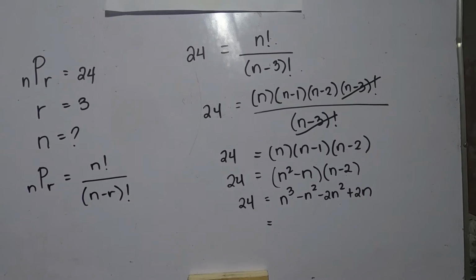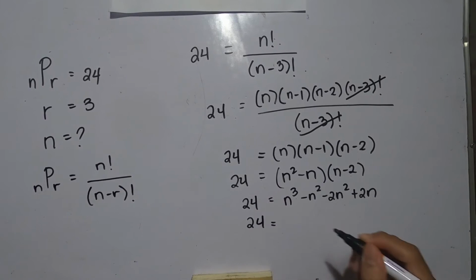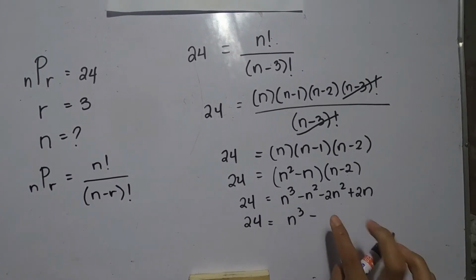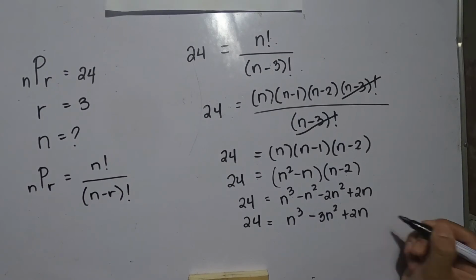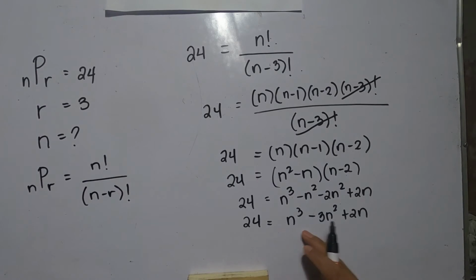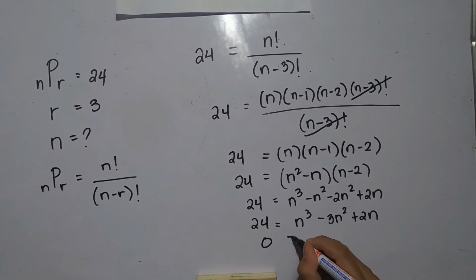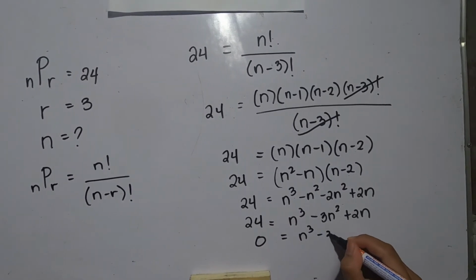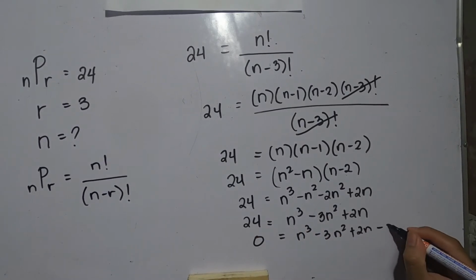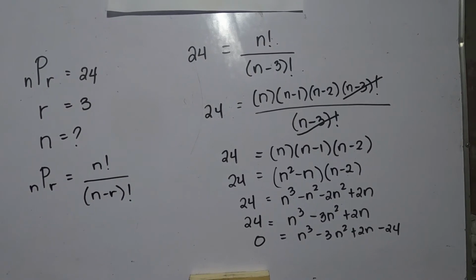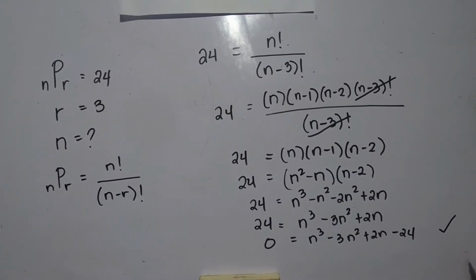Then, combining like terms, the right side of the equation becomes 24 is equal to n cubed minus 3n squared plus 2n. Then, we will write this equation in standard form and equate it to 0. 0 is equal to n cubed minus 3n squared plus 2n minus 24.